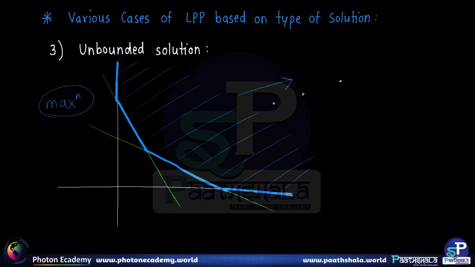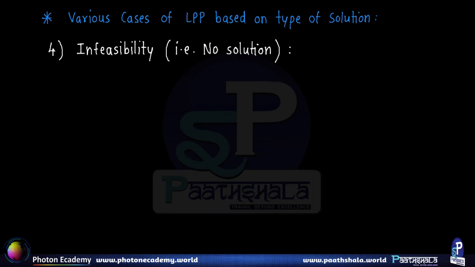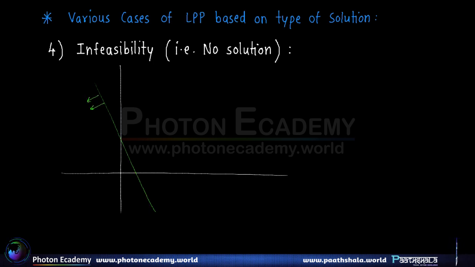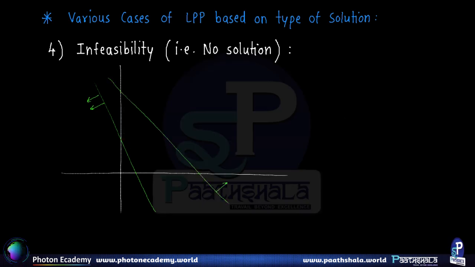And lastly, there is a fourth case called infeasibility, that is, no solution. As the name suggests, there is no feasible region at all in the first place, and you may wonder in what case it may happen. So let's consider this. Suppose this is one constraint and the arrows are on this side, and there is another constraint like this and the arrows are on this side. Then you have of course the non-negativity constraints. So that is the region above the x-axis and the region towards the right side of the y-axis.